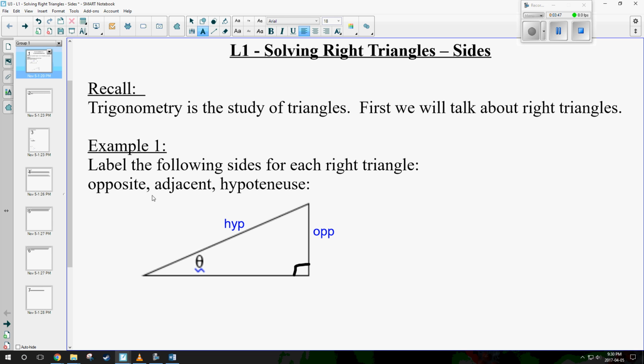The last one is adjacent. And remember, the word adjacent means alongside. So it's alongside the angle. Because this is our angle in consideration here, this side is the one that's alongside the angle. So that's the one that's labeled as adjacent. And our short form is just ADJ for adjacent.